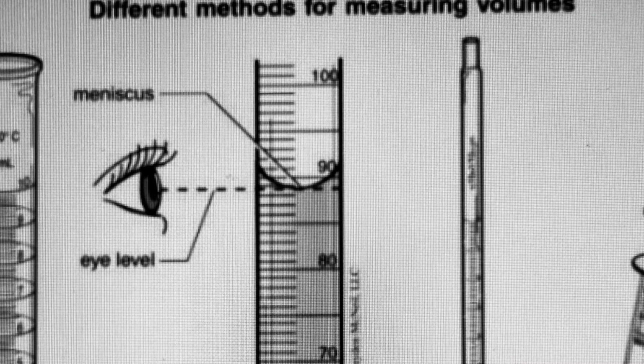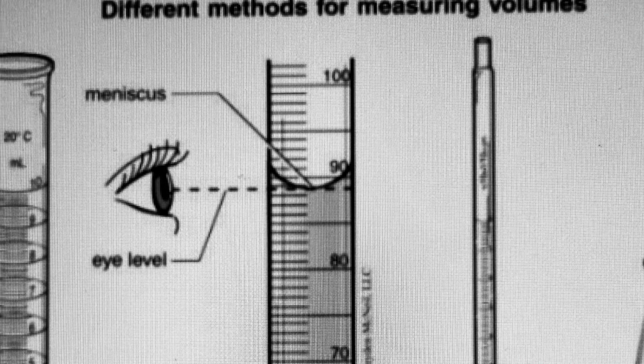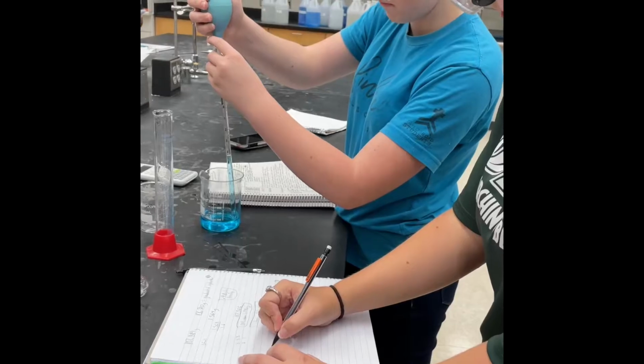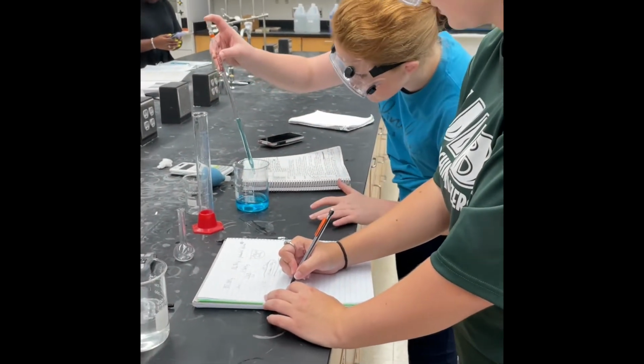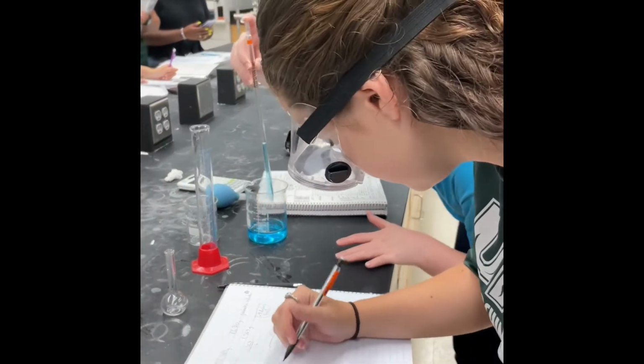How do you measure a meniscus? Well, first get the solution into the graduated pipette using the bulb, like this. Then bring the pipette to eye level and read the measurement. The reading is 5.3.